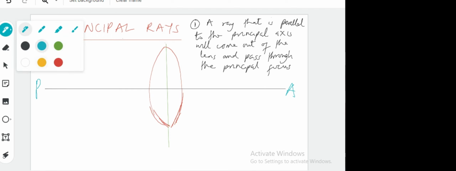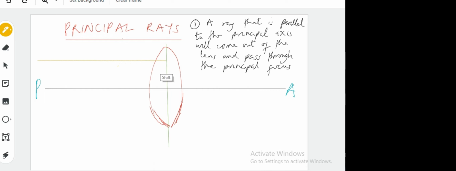If a ray is parallel to the principal axis, so I'm going to use this ray. Once it is parallel to the principal axis, it has to be parallel. This line is not coming out fine. I think I better use black. So a black pen is better. If a ray is parallel to the principal axis, this line is parallel to this, isn't it? It will come out of the lens and pass through the principal focus. To know the principal focus, all you need to do is just measure the focal length. So if from here to here is the focal length, then the principal focus is here.